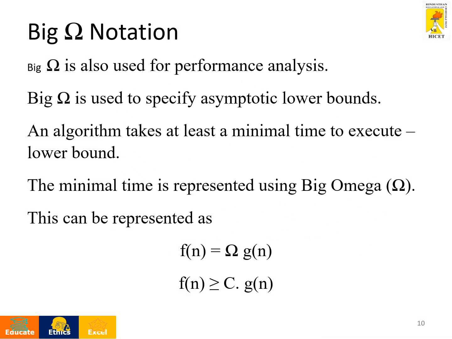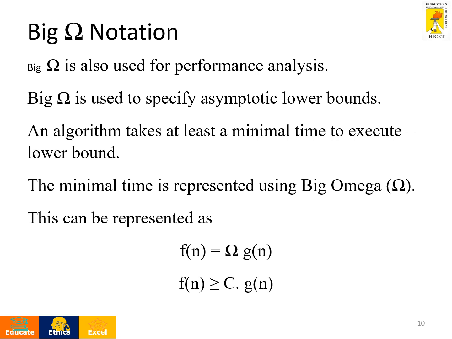Similar to big O notation, big omega is also used for performance analysis or complexity of algorithms. Sometimes we say that an algorithm takes at least a certain amount of time without specifying the upper bound. Big omega is used to specify asymptotic lower bounds. In simple terms, an algorithm takes at least a minimal time to execute, that is, at least the lower bound. The minimal time is represented using big omega.